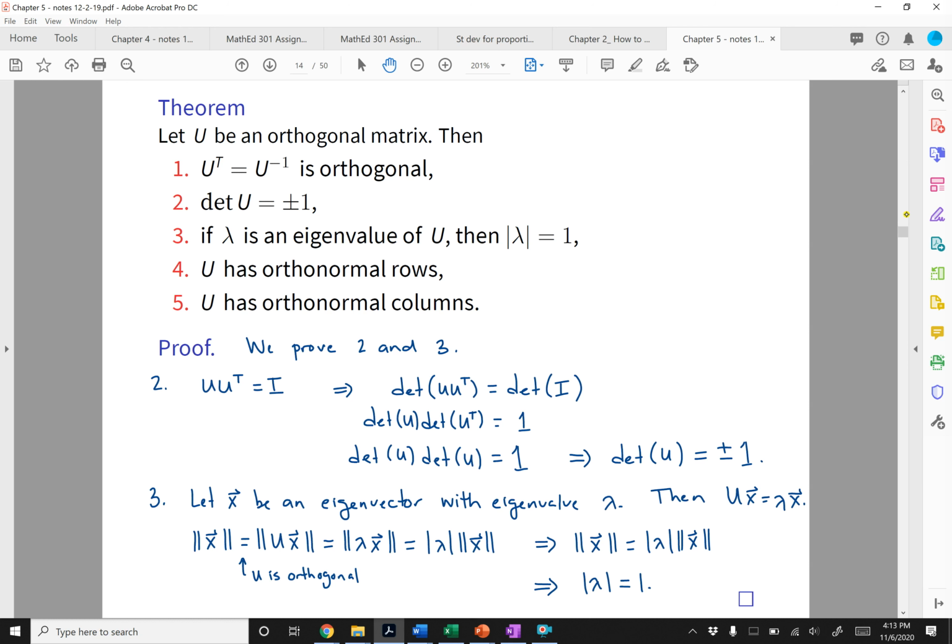If U is an orthogonal matrix, then U transpose equals U inverse. We talked about that. Oh, and this is also orthogonal. So U transpose is orthogonal, and the inverse is orthogonal. The determinant of U is plus or minus 1. So this makes sense because if you do a transformation and you preserve lengths, then you have to preserve area.